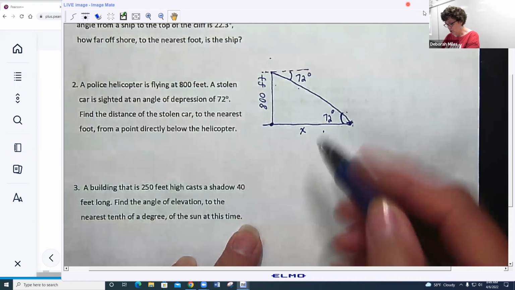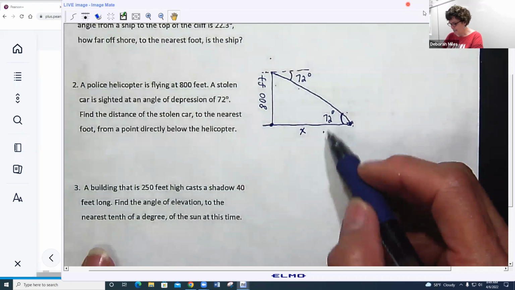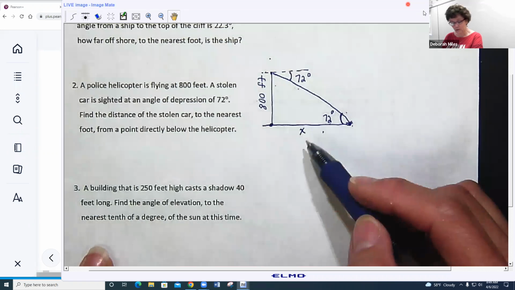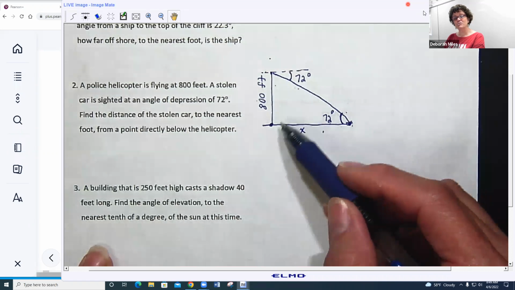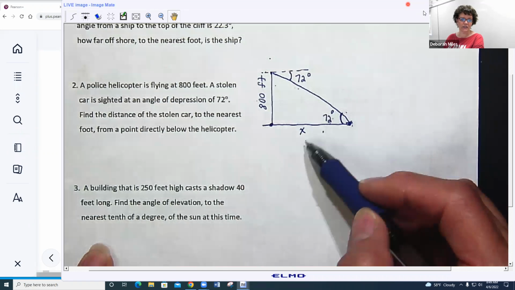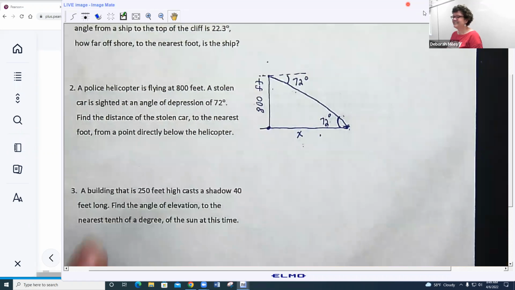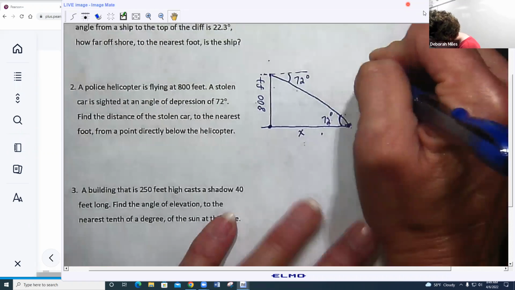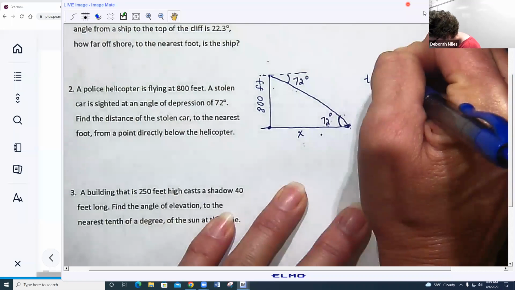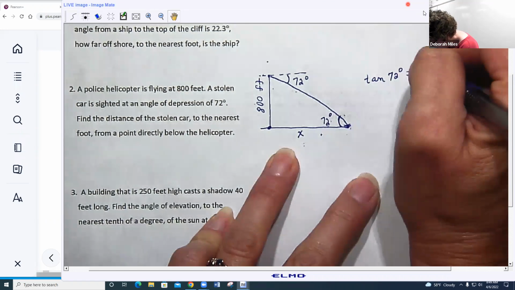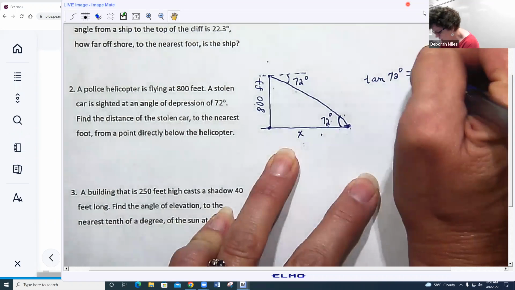All right, we could use tangent and say tangent of 72 degrees equals opposite over adjacent, or we could use cotangent and say cotangent of 72 degrees is adjacent over opposite. Since I don't have a cotangent button on my calculator, I would probably just use tangent. Tangent of 72 degrees is opposite over adjacent.